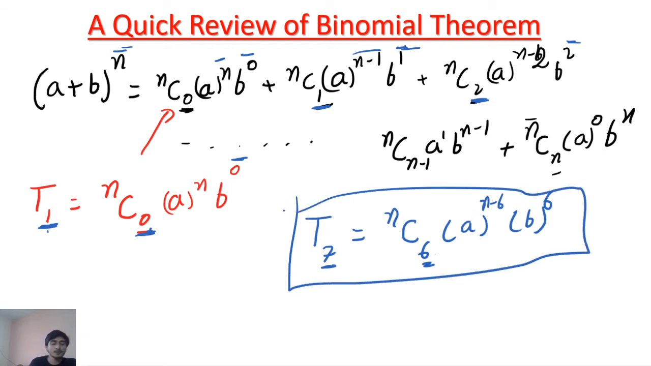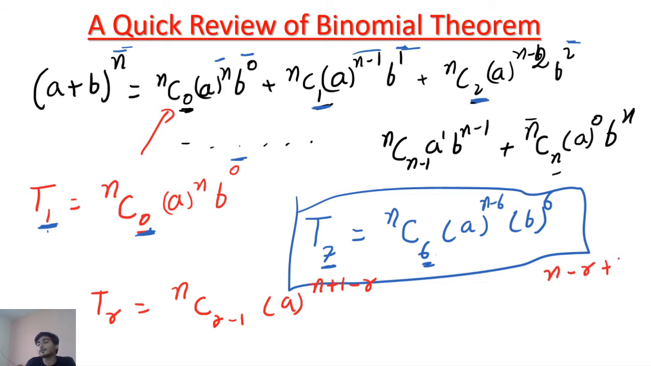Okay, so if you want, you can create a different formula for the rth term. If we have the rth term, we need to find tr, then we can always write nC(r minus 1) and then a to power n plus 1 minus r. Because if you see n minus r plus 1, I can write it as n plus 1 minus r, and then b to power r minus 1. So this you can follow as a formula going ahead.